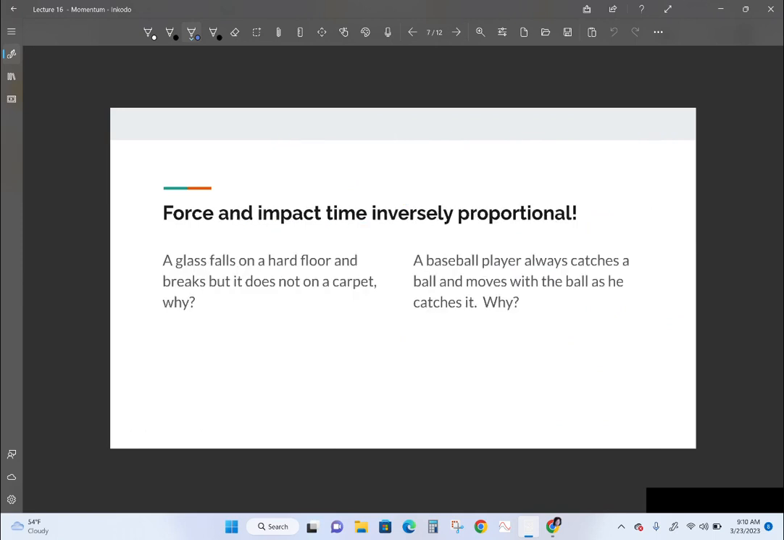So one thing to note is that the force and the time over which it's delivered are inversely proportional. So F equals delta P all over delta T. F is inversely proportional to time. So that means that the shorter the time the force is delivered, the more force is required.